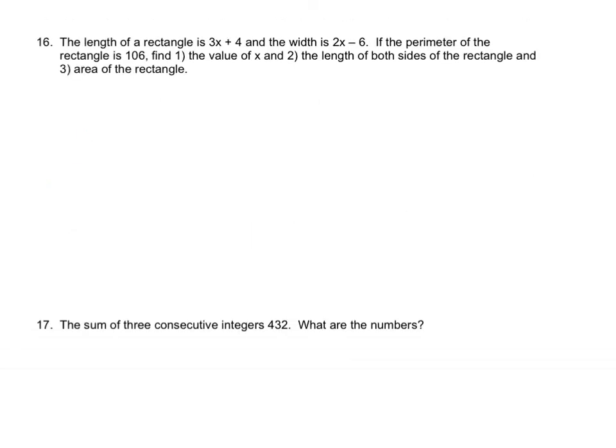Alright, the length of a rectangle is 3x plus 4 and the width is 2x minus 6. If the perimeter of the rectangle is 106, find the value of x and the length of both sides of the rectangle and the area of the rectangle. Alright, so we have a rectangle. And I know the length is 3x plus 4. And the width is 2x minus 6.